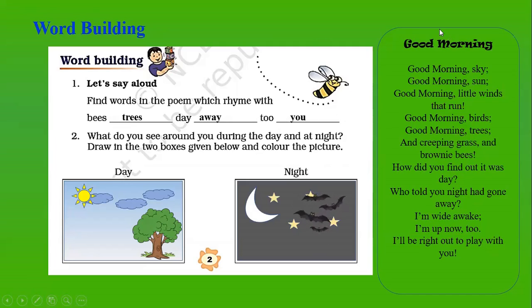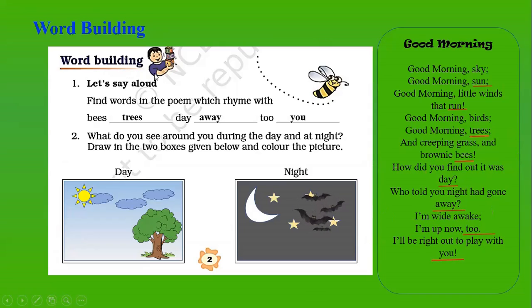Now let's go through the poem and find out all the rhyming words that are here. The rhyming word for sun is run. Now for trees it is bees. We have just covered it. And for day it is away. And for two it is you. So children, don't forget about rhyming words, okay?